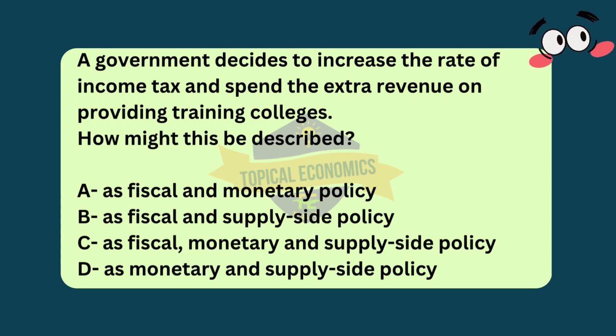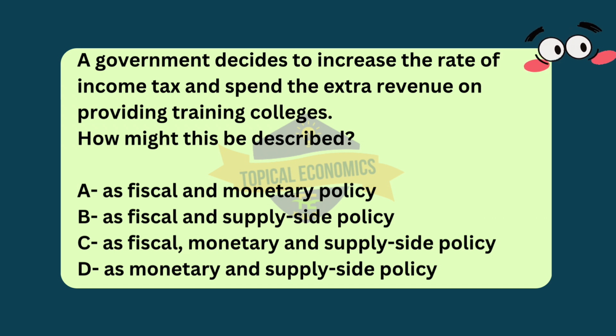The correct answer for this question is option B, as fiscal and supply-side policy. Fiscal policy, the government is increasing the rate of income tax and using the extra revenue for public spending. This is an example of fiscal policy, as fiscal policy involves government decisions on taxation and public spending. On the other hand, supply-side policy, spending the extra revenue on training colleges is a supply-side measure because it aims to improve the economy's productive capacity. By investing in education and training, the government is potentially enhancing the skills of the workforce, which can lead to increased productivity and long-term economic growth.